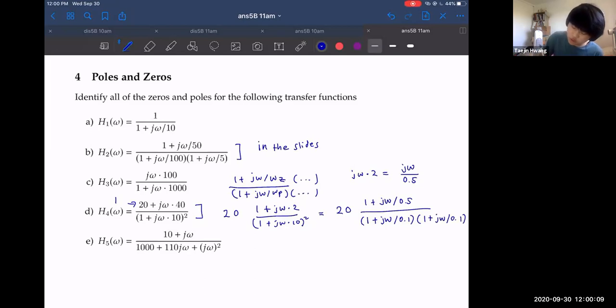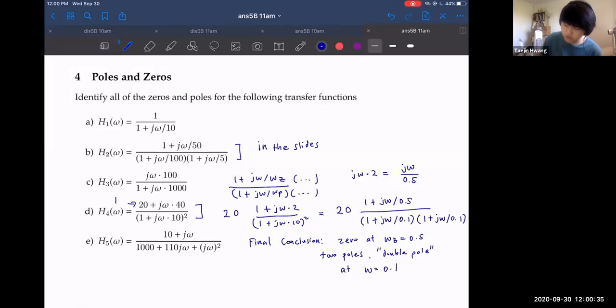So the final conclusion here is that we have a zero at 0.5 and two poles, sometimes called a double pole, at omega equals 0.1. And again, that's because of this squared term. We can just break out this 1 plus j omega over omega p squared as two products.